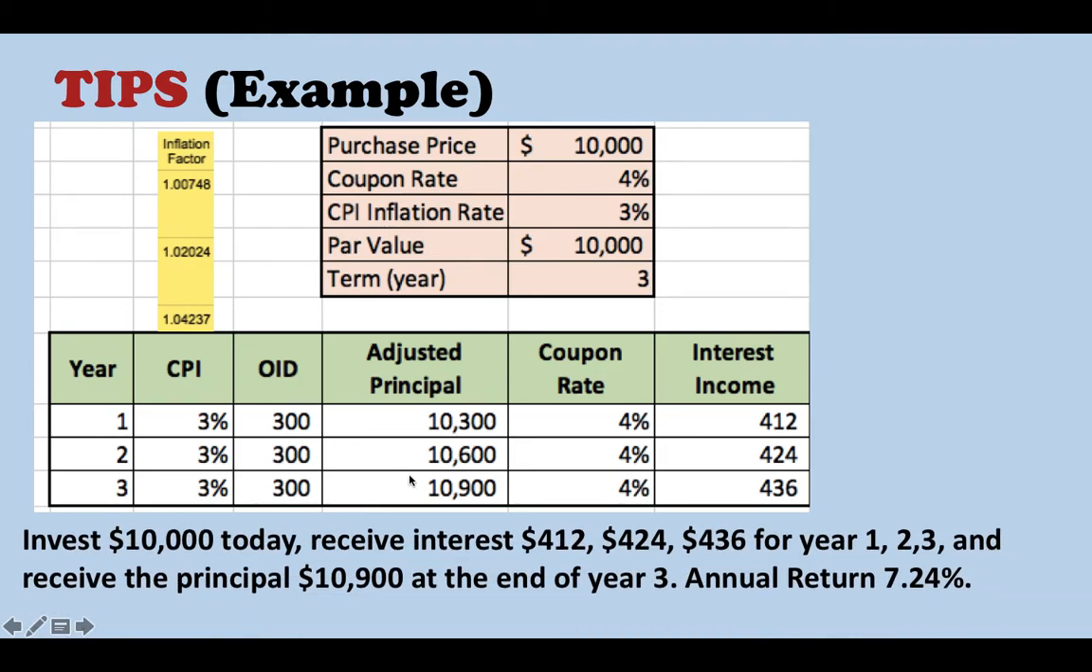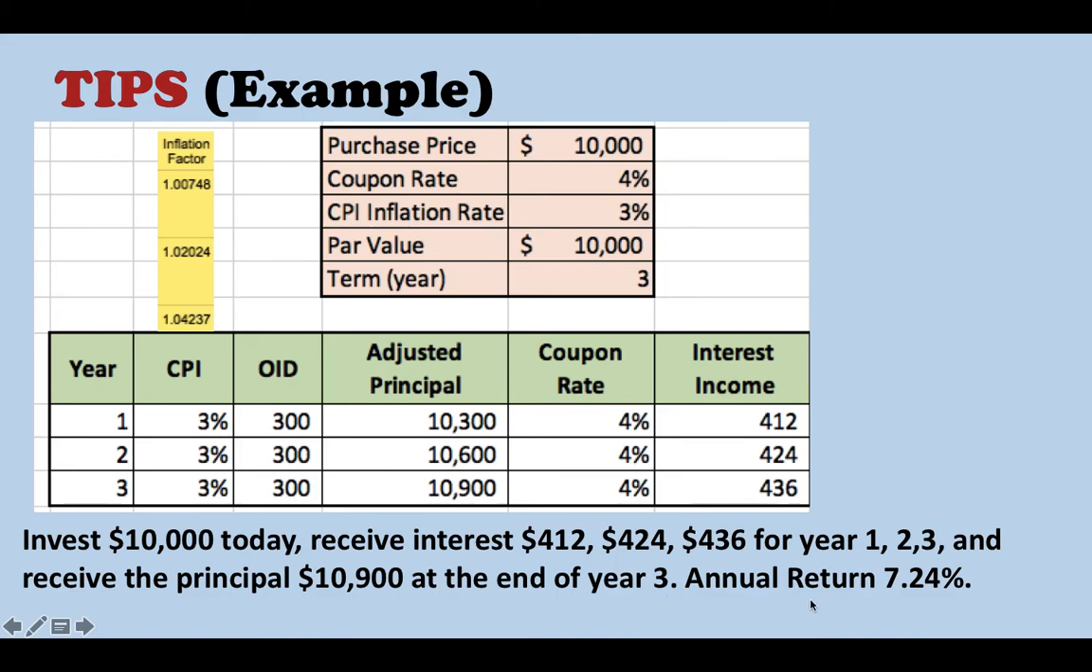Compared to the previous example, if it was not a TIPS, you invest 10,000 today, you get a 4% coupon every year, and at the end you get 10,000 back. Now it's a TIPS. You invested $10,000 today and you will receive interest of 412, 424, 436 for years 1, 2, 3, and the principal received is 10,900 at the end of year 3.